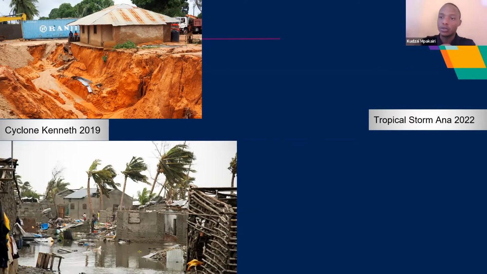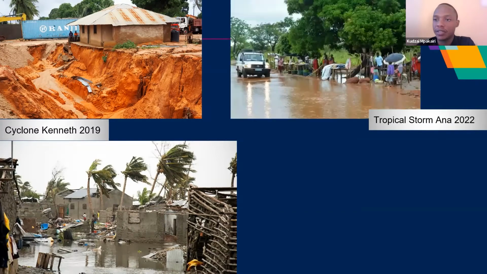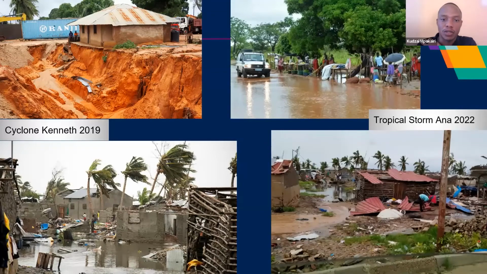But we do that through informing decision makers. We also have tropical cyclone Ana that was recently experienced in Mozambique, and this was flooding. Although people's livelihoods continued, in other parts of Mozambique it was not nice because other households were affected. This also happened, I think, in Madagascar and some parts of Mauritius.